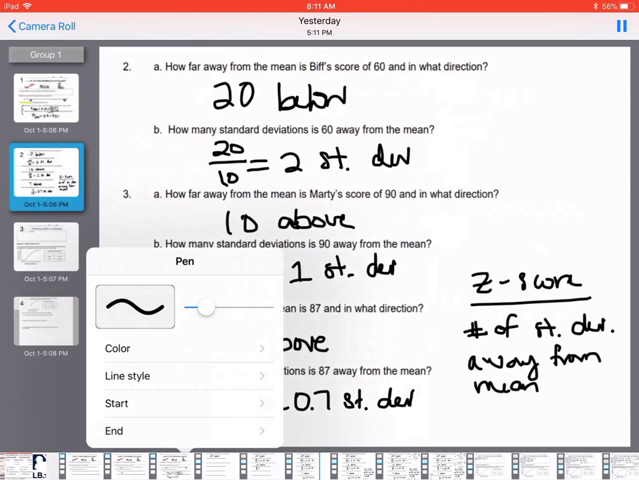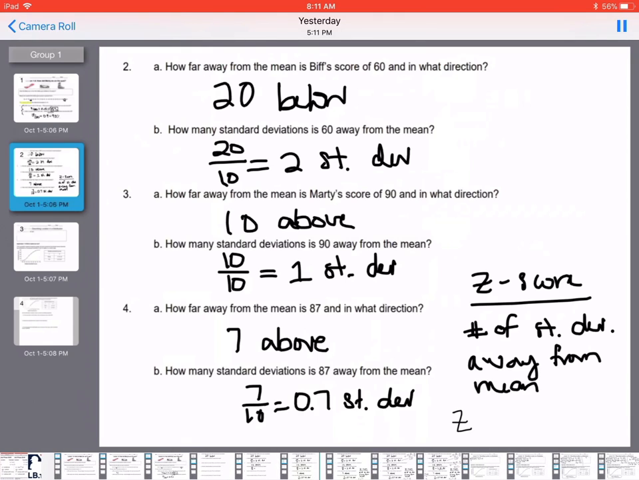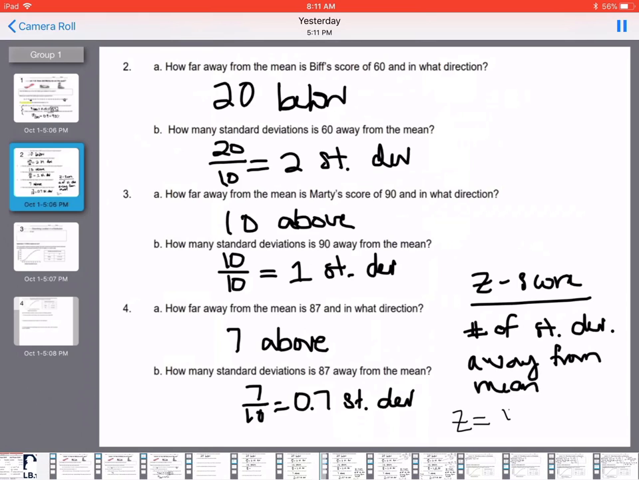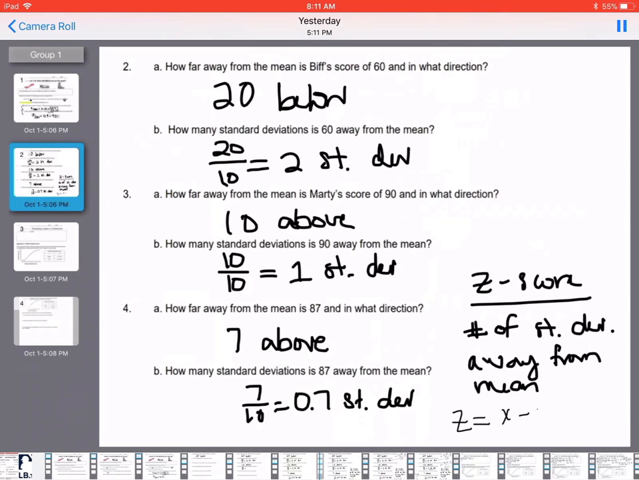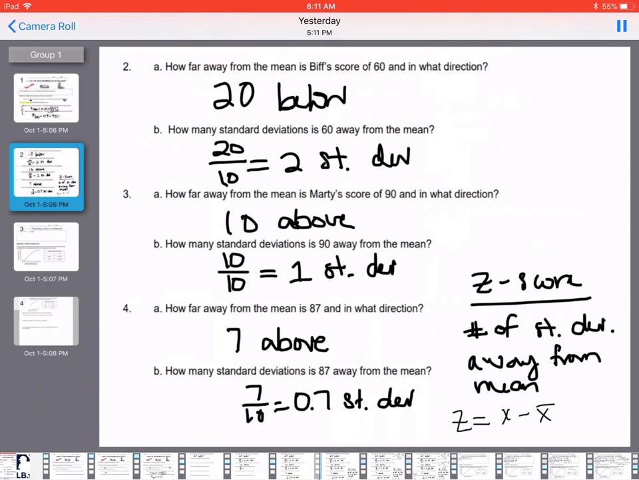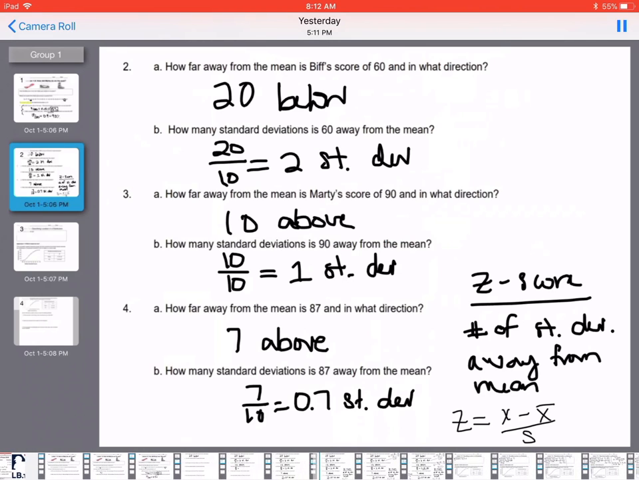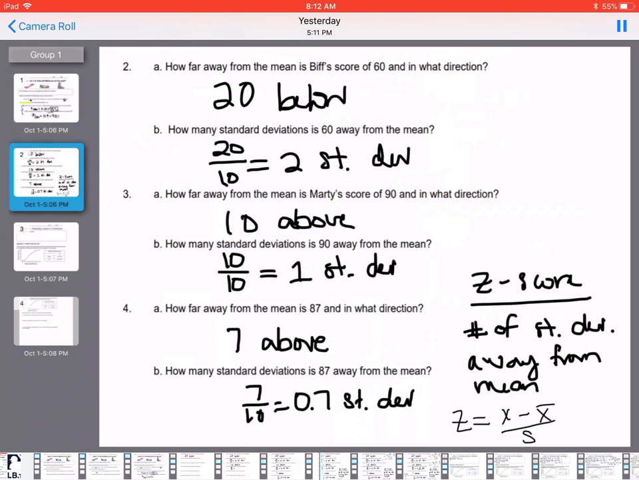So to figure out the z-score, and I'm going to show you how to calculate it, all you do is take your data value, x, and you subtract your mean, which is x bar, and you divide it by your standard deviation, s. And I'm going to show you how to do it here in a couple of these.